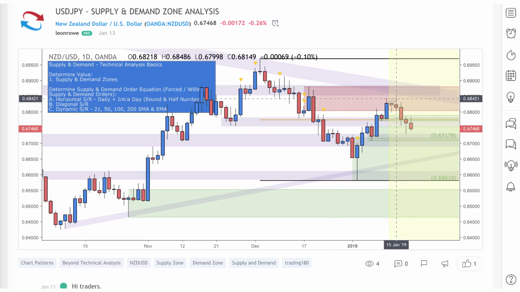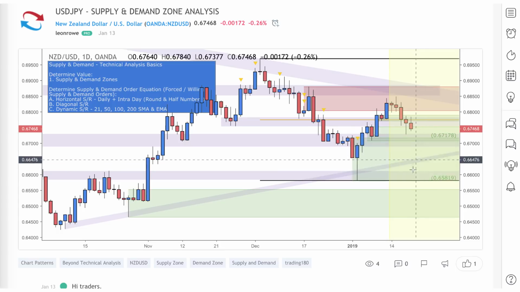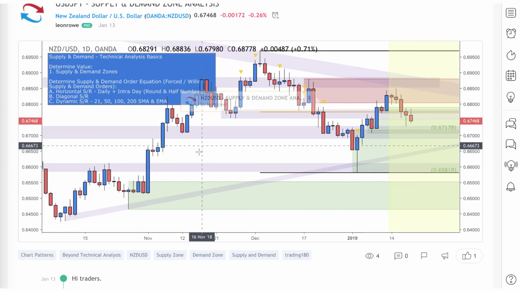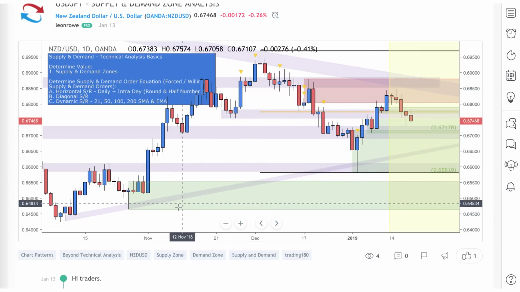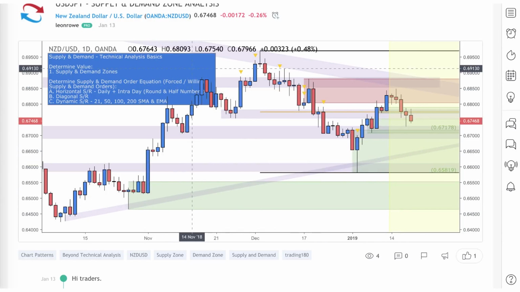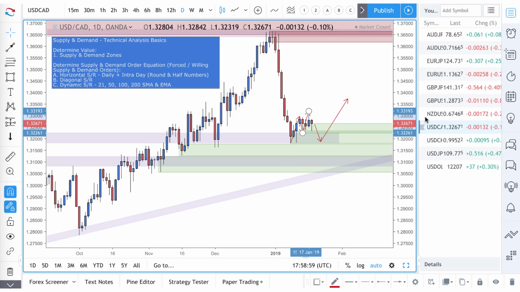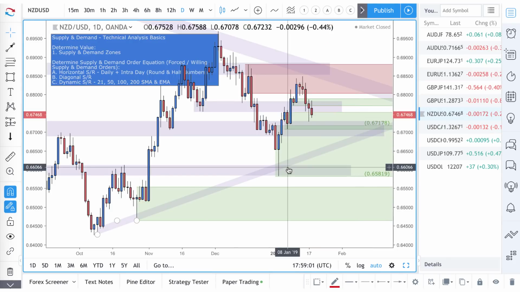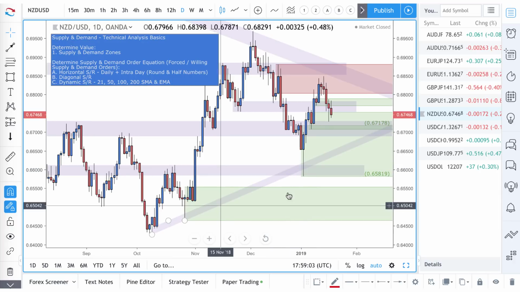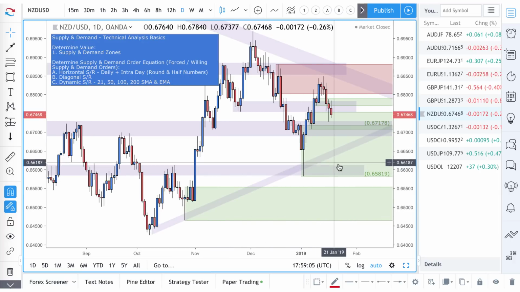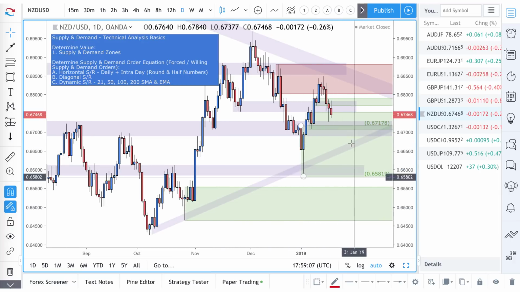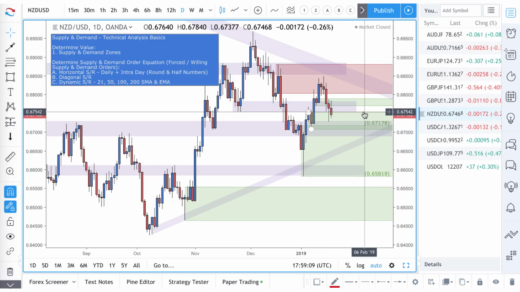So if you did manage to get short with me, well done. You should have taken your one-to-one profit and let the second trade now potentially run down to either fair value, or the lows of here, or even the lows of around here, right? So we'll go into the analysis, and I think I will be targeting either here or probably this demand zone here as a take profit if it can get down there.